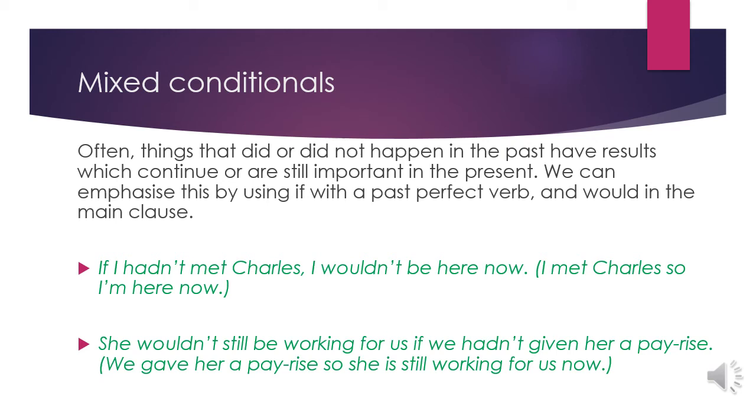So, mixed conditionals. Often things that did or did not happen in the past have results which continue or are still important in the present. We can emphasize this by using if with the past perfect verb and would in the main clause. For example, if I hadn't met Charles, I wouldn't be here now. I met Charles, so I'm here now. She wouldn't still be working for us if we hadn't given her a pay rise. We gave her a pay rise, so she is still working for us.